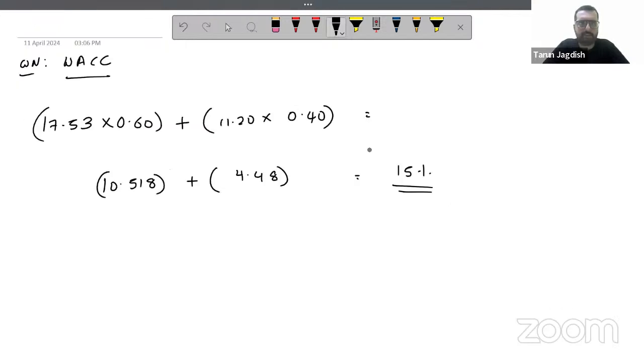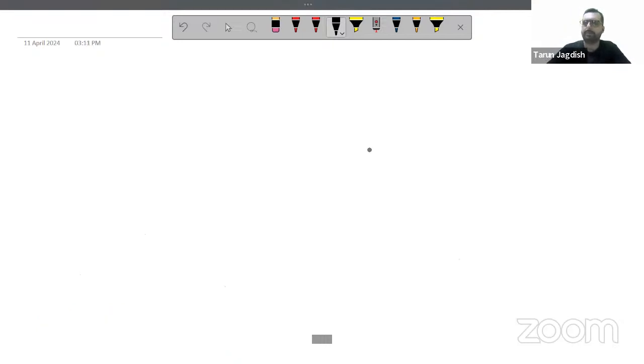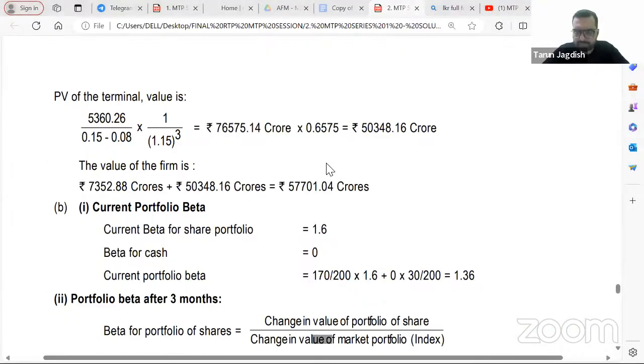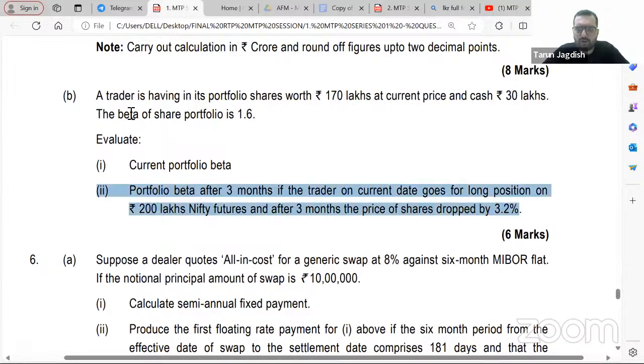Back 15%. Value of business: present value of stable cash flow and present value of perpetual cash. Sorry, present value of high growth cash flow and present value of perpetual cash flow. Perfect. So we are done with this question also. Next question is a question on perfect hedging using beta. It's an easy problem. Can you try doing this yourself?